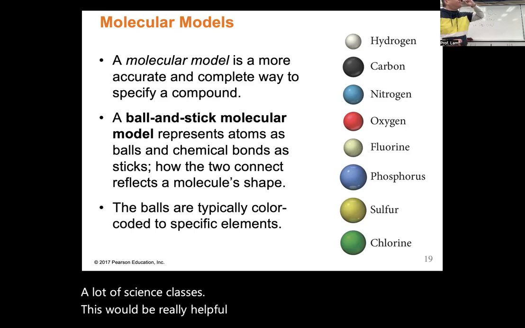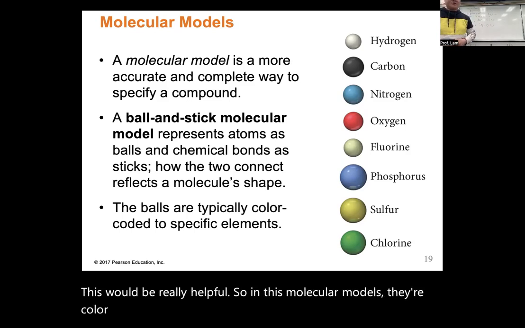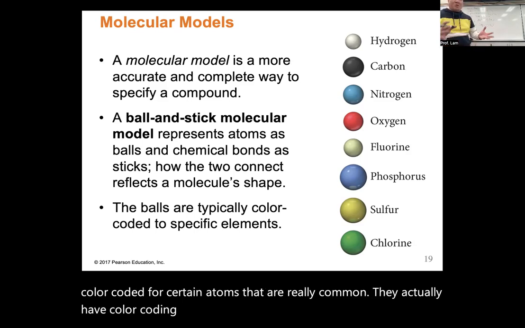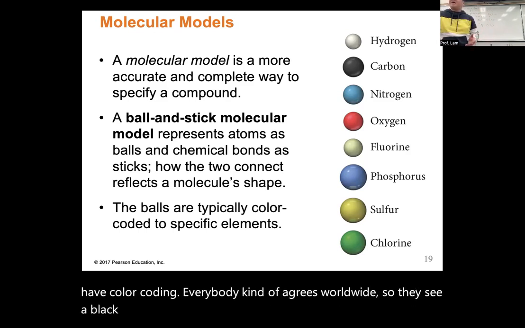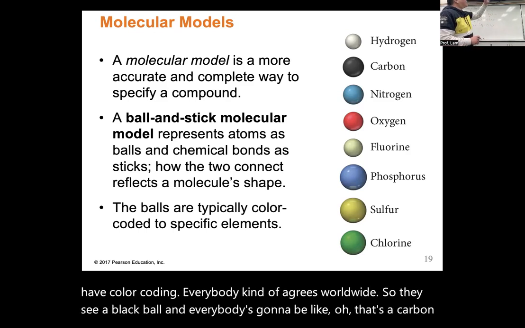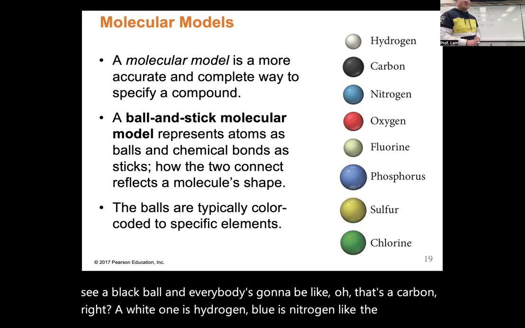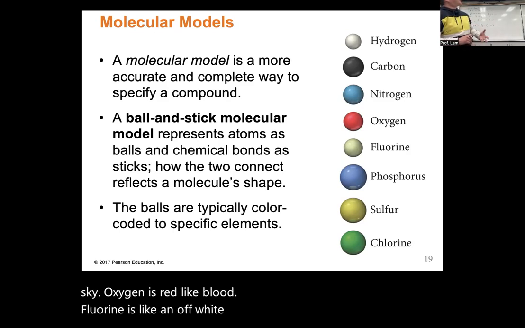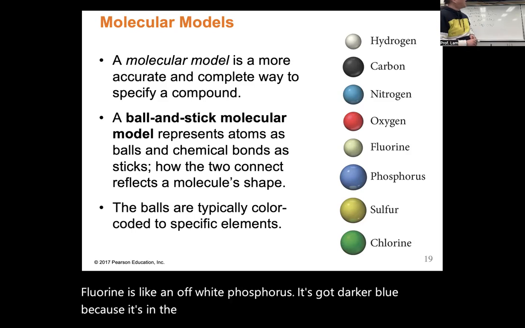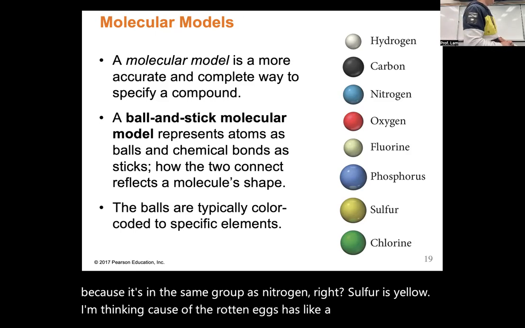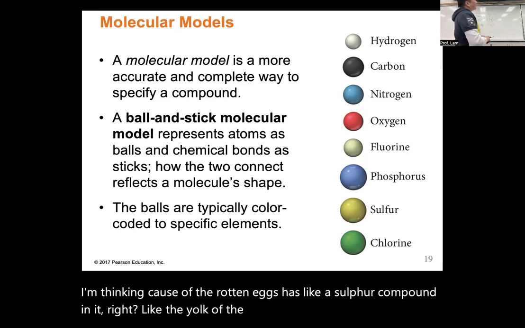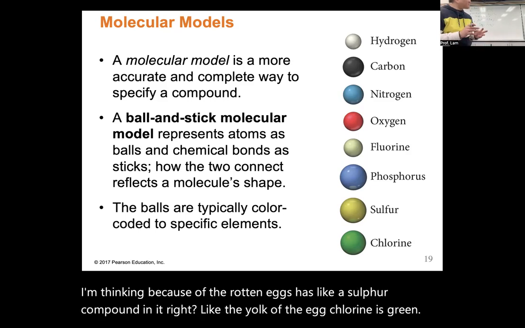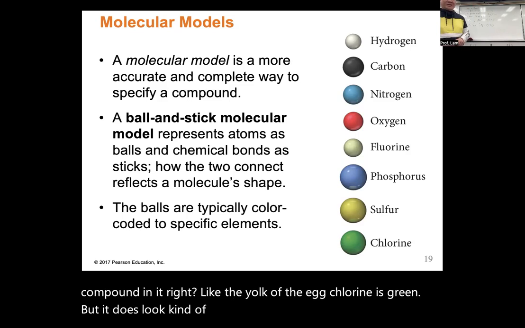In these molecular models, atoms are color coded for the really common ones, and everybody agrees worldwide. They see a black ball, and everybody's going to say, "That's a carbon," right? White is hydrogen, blue is nitrogen, like the sky. Oxygen is red, like blood. Fluorine is an off-white. Phosphorus is a darker blue because it's in the same group as nitrogen. Sulfur is yellow, I'm thinking because rotten eggs have a sulfur compound, like the yolk. Chlorine is green, and it does look kind of green when dissolved.